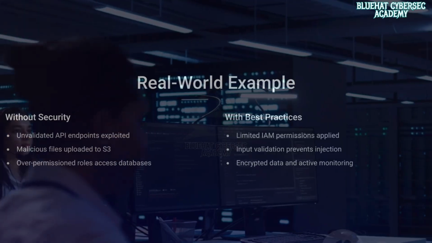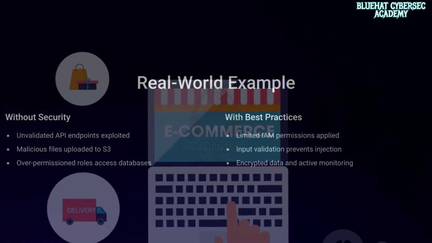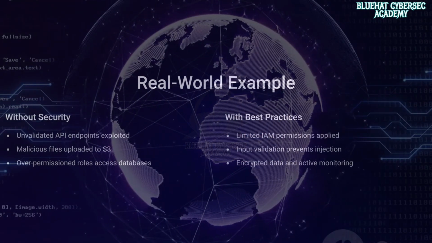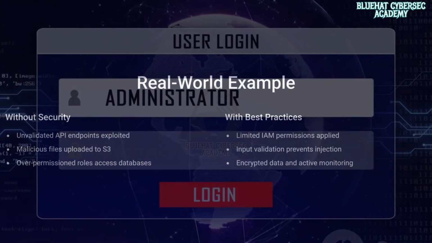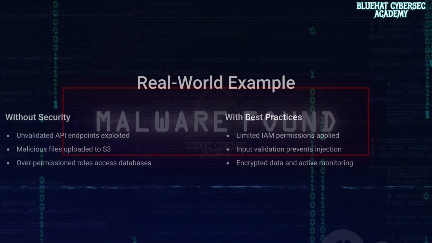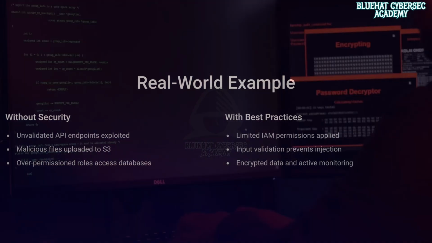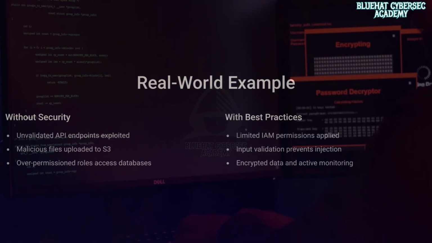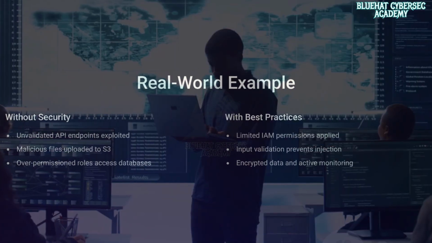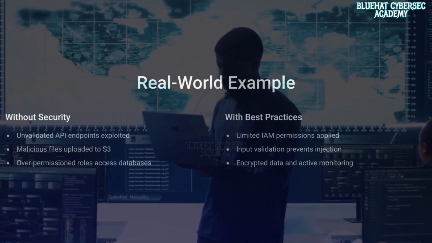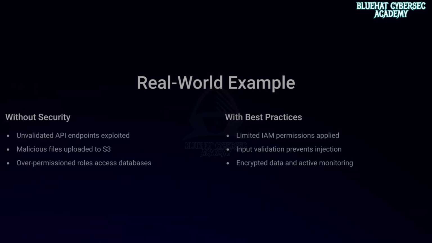Let's look at a real-world example to make this more concrete. Imagine, for a moment, an e-commerce platform using AWS Lambda to process orders. Without proper serverless security, an attacker could exploit an unvalidated API endpoint to manipulate order data, upload malicious files to S3 that trigger Lambda functions, or even exploit over-permissioned Lambda roles to access databases. But, by applying best practices, like limiting IAM permissions, validating inputs, encrypting sensitive data, and monitoring logs, the platform significantly reduces its attack surface, protecting both customer data and business operations.